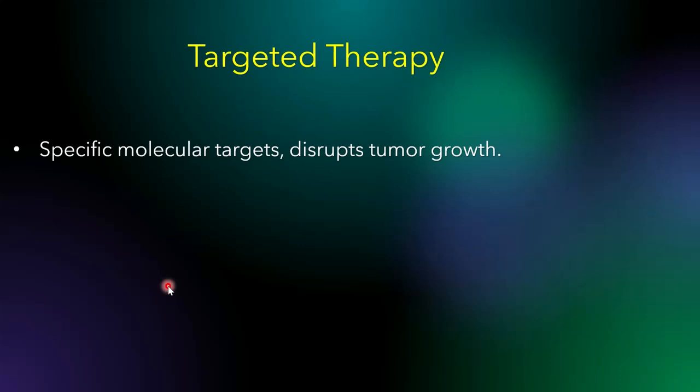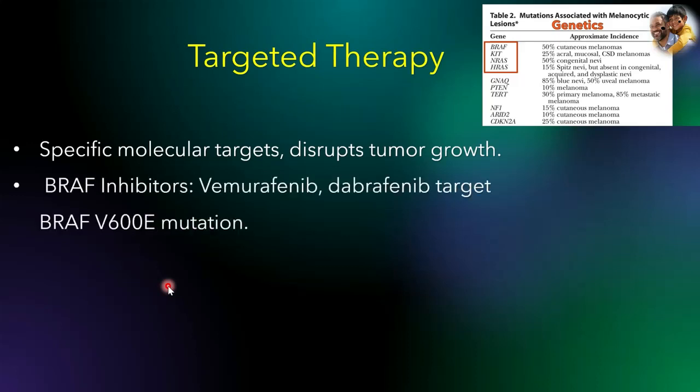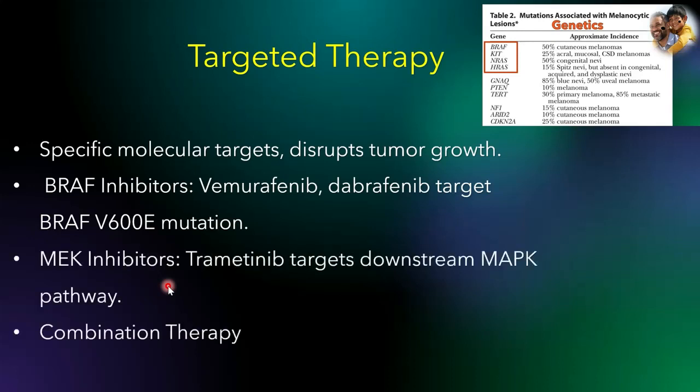What is targeted therapy? Specific molecular targets which help to disrupt tumor growth are used. What are these molecular targets? Here we use genetics. We use BRAF, NRAS, all that. BRAF inhibitors like vemurafenib and dabrafenib target the BRAF V600E mutation. Another one is MEK inhibitors. Trametinib targets the downstream MAPK pathway, and there is combination therapy. What does all this mean?